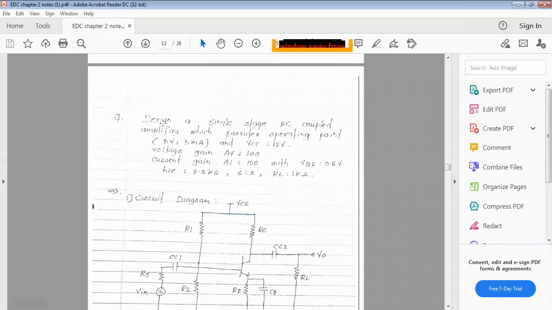So see here. Now, what is the question? Design a single stage RC coupled amplifier which provides the operating point. They have mentioned 5 volt and 5 milliampere. We know that. What is the Q point? The X coordinate is nothing but the VCEQ, or we call it VCE. And the Y coordinate is nothing but our IC or ICQ. You can use any representation. And the VCC value they have already mentioned, that is 12 volt.